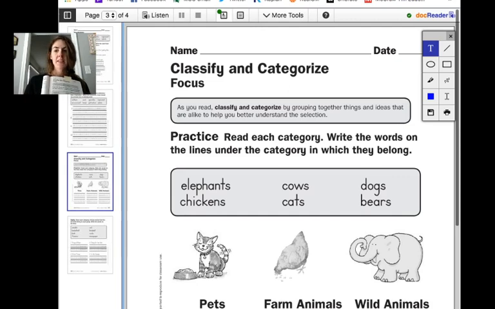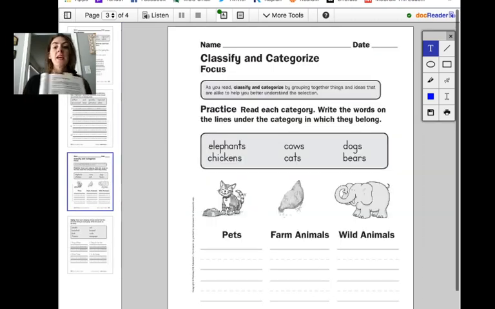Okay. Classify and categorize. Let's get started right here. So today your assignment, as you read, put your finger in that gray box just like we do in class. As you read, classify and categorize by grouping together things and ideas that are alike to help you better understand the selection. Read each category. Write the words on the lines under the category in which they belong.